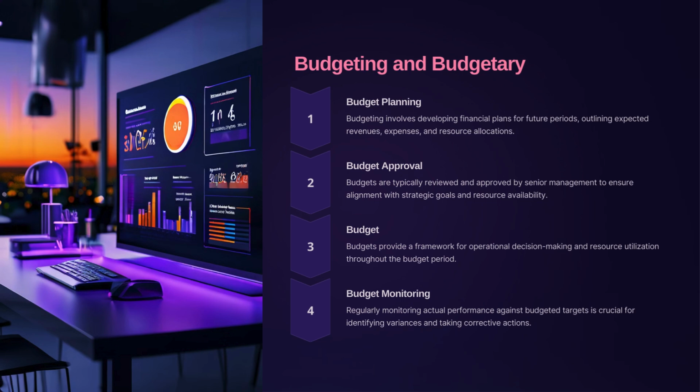Budgeting involves developing financial plans for future periods, outlining expected revenues, expenses, and resource allocations. Budget approval. Budgets are typically reviewed and approved by senior management to ensure alignment with strategic goals and resource availability. Budget implementation. Budgets provide a framework for operational decision-making and resource utilization throughout the budget period. Budget monitoring. Regularly monitoring actual performance against budgeted targets is crucial for identifying variances and taking corrective actions.